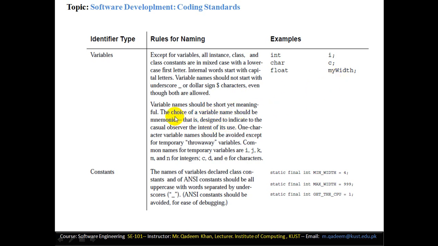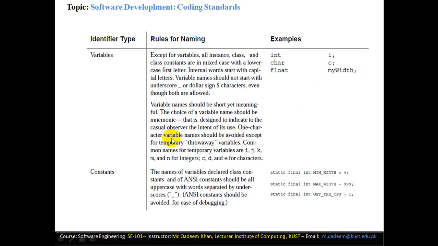The choice of variable name should be mnemonic. Mnemonic means that it should indicate some sort of meaning, for example, the operation. For example, float width. Width is a mnemonic name. Similarly, salary is a mnemonic name. Similarly, percentage and tax, etc. These words should be used. The choice of variable name should be mnemonic, designed to indicate to the casual observer the intent of use.